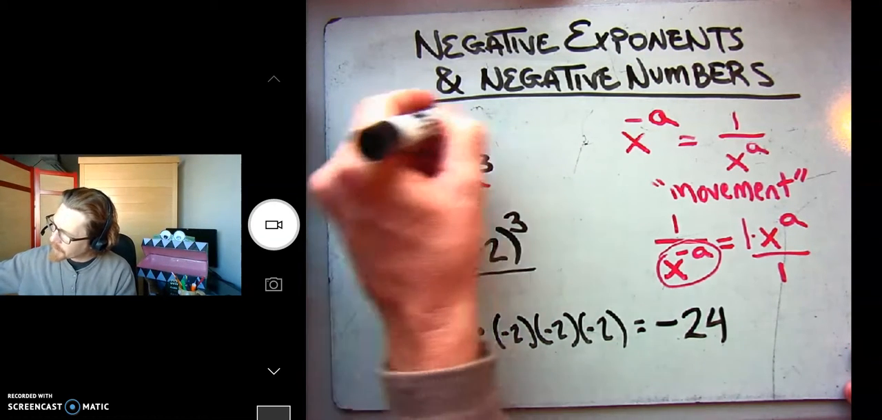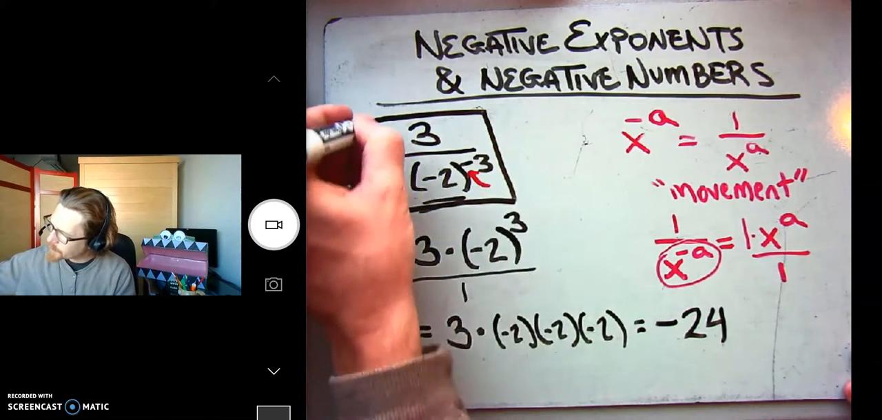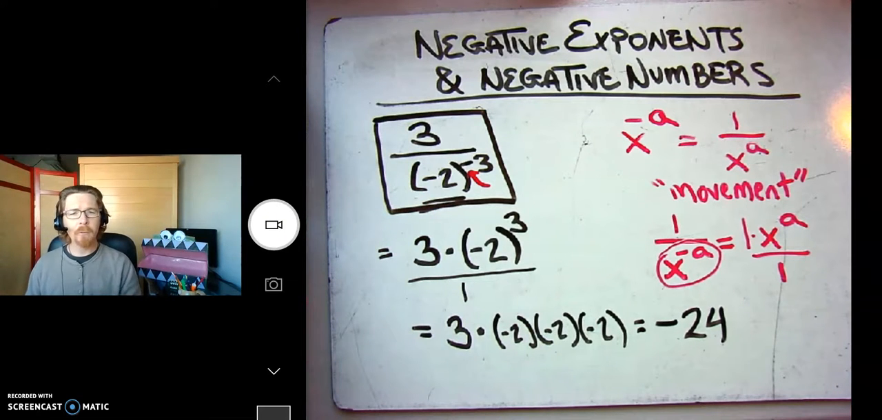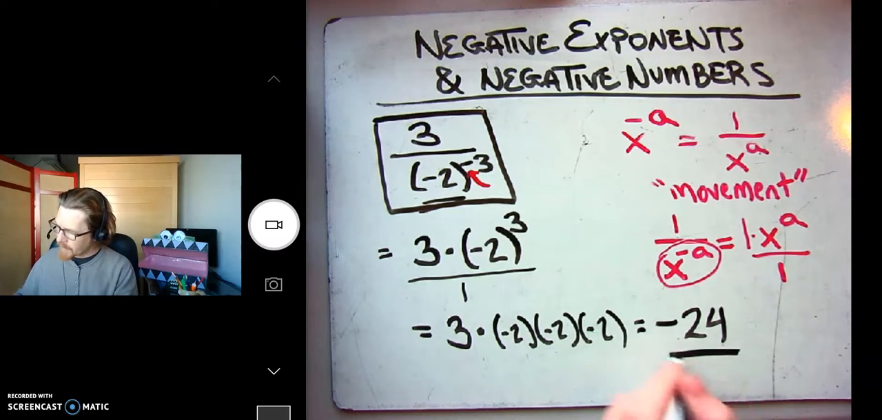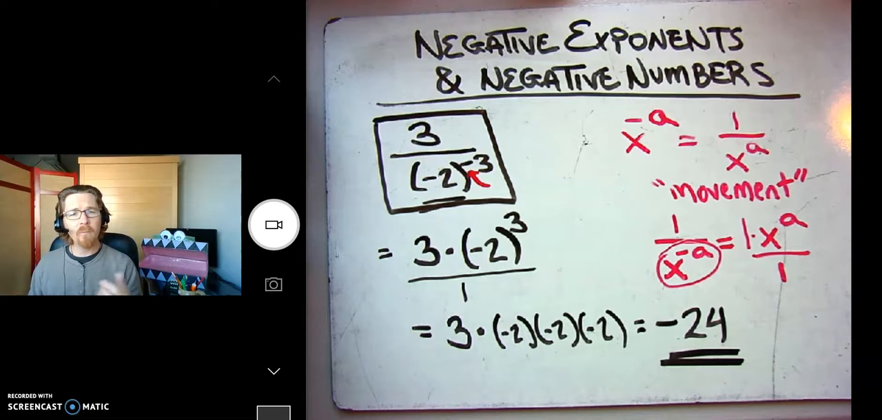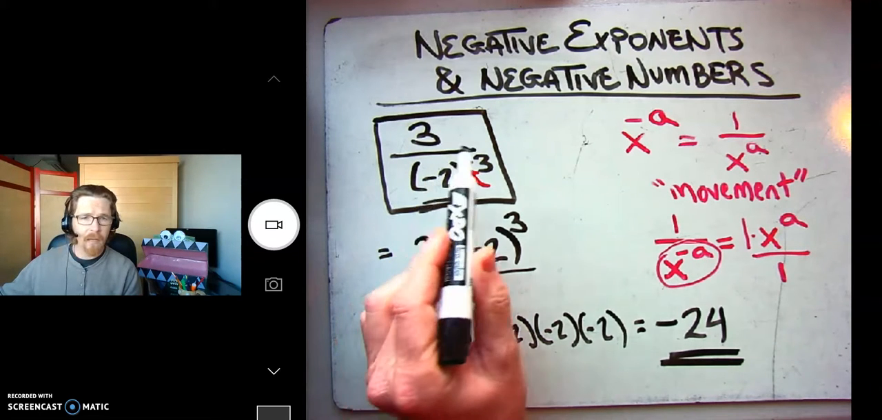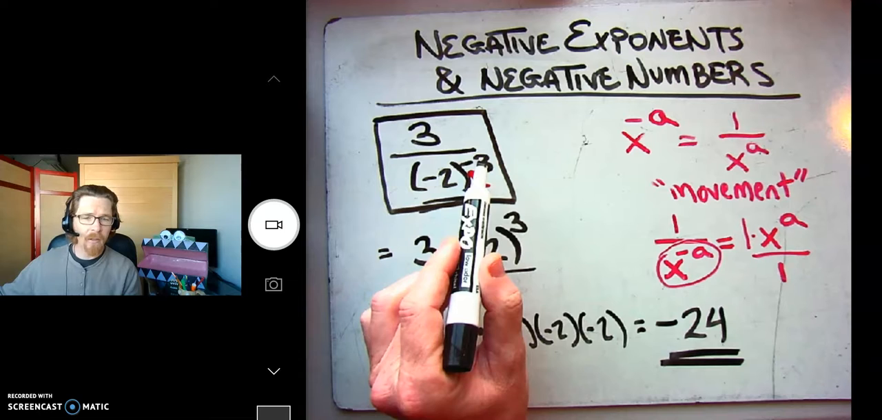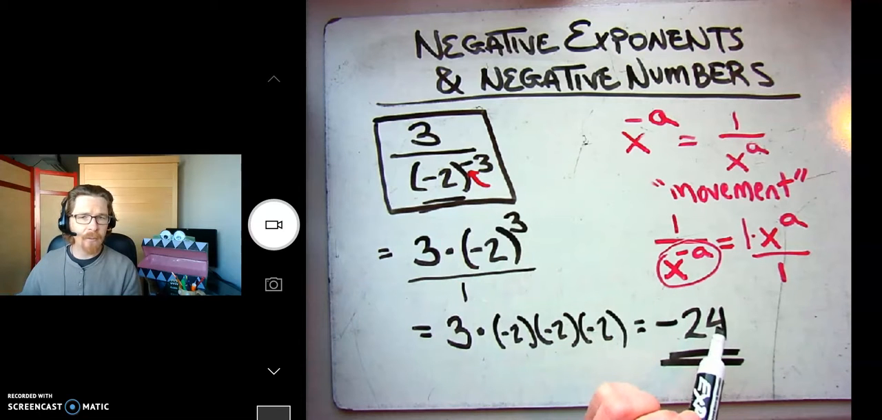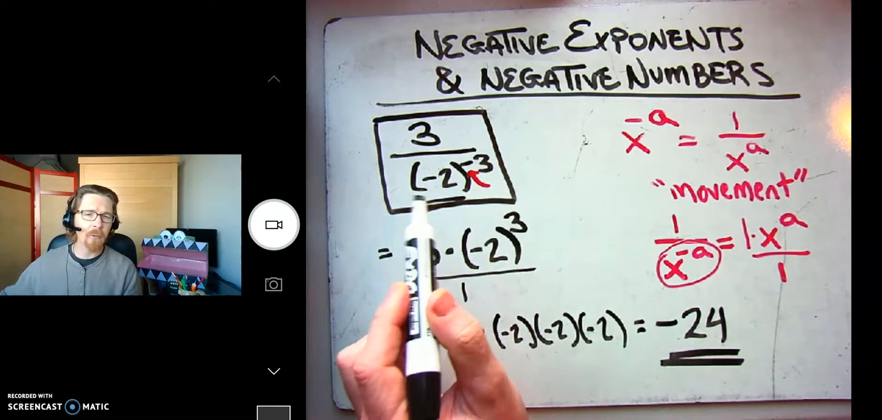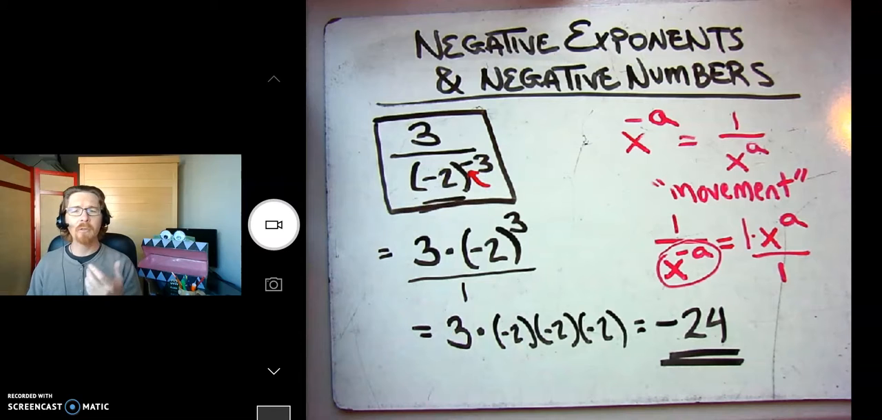So to simplify 3 over -2 to the -3rd, first we followed our negative exponent rule, then we did our exponents, and then we did our multiplication. We ended up with a negative answer. So one thing to notice, when you have a negative number raised to an odd power, you're going to get a negative value. And when you have a negative number raised to an even power, you'll end up with a positive value.